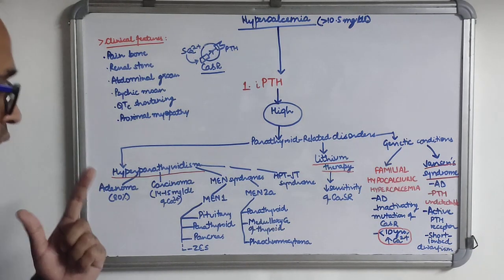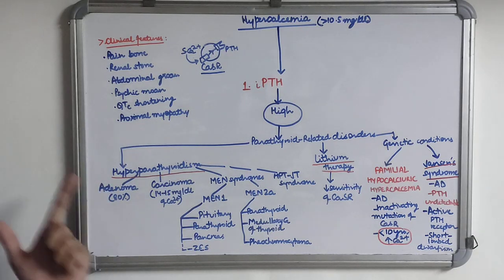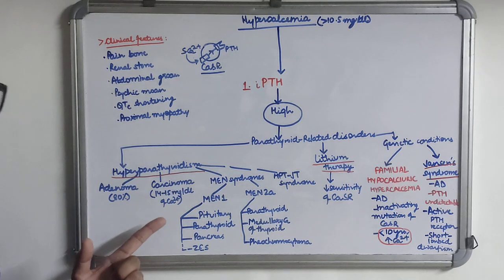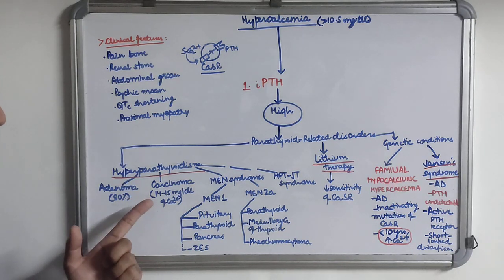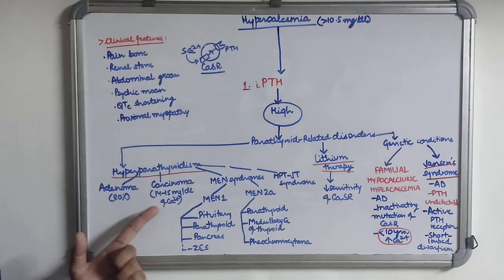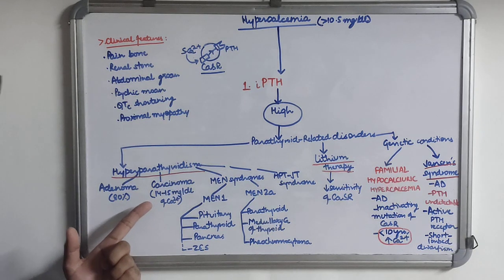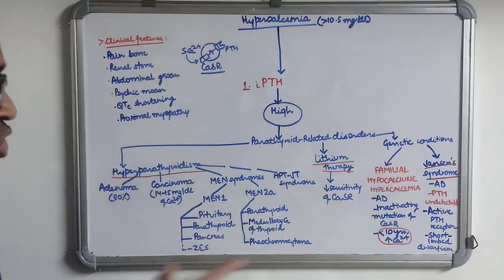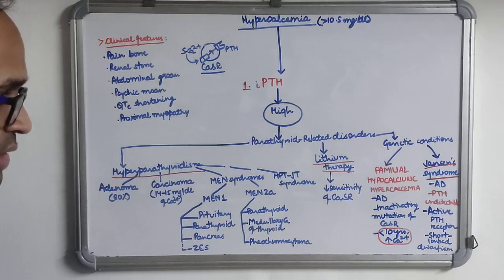Now, adenoma is the primary cause in nearly 80% of cases. Another is carcinoma. In carcinoma, usually you come across calcium in the range of 14 to 15 milligram per deciliter. And MEN syndromes, which are usually associated with other endocrine abnormalities as well.